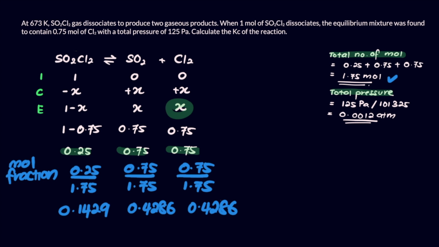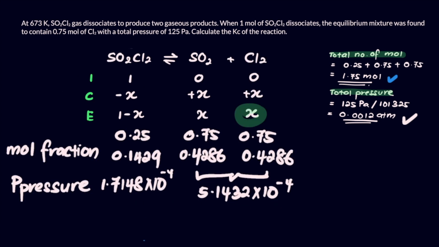Okay, so since you have calculated the mole fraction, what we can calculate now is the partial pressure. So the partial pressure is this value of mole fraction times the total pressure. So all of these numbers, we need to times 0.0012 atm. Right. So then only you get the partial pressure for each component from the reaction.